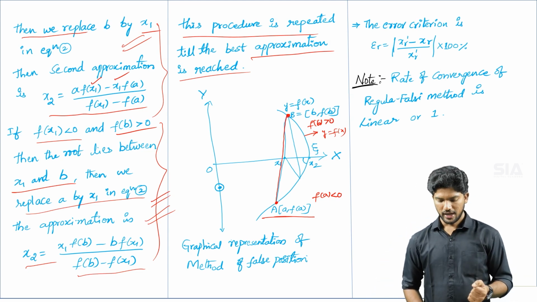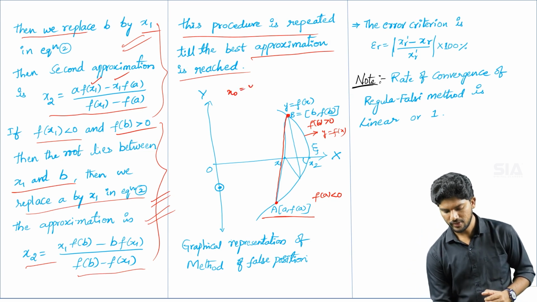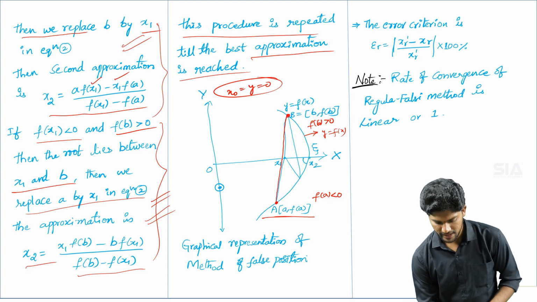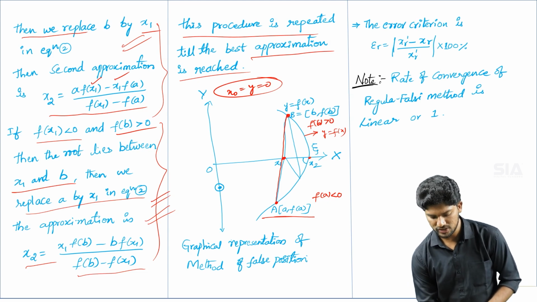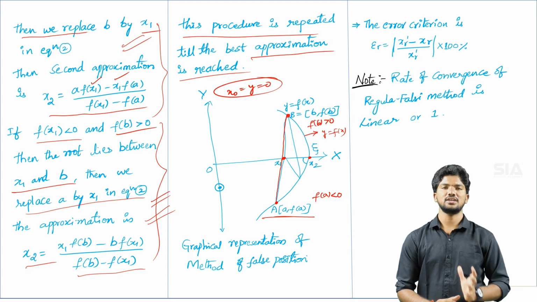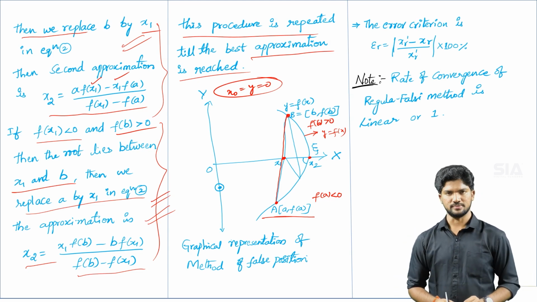Now the point of intersection you can make in this format, in the straight line format. And x0, x1, x2. So x0 we can take as y is equal to 0 in this general proof, and x1 is the first approximation, x2 is the second approximation. So in this format we can explain the geometrical representation of the method of falsi position.